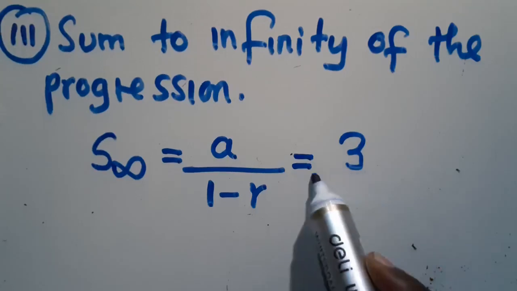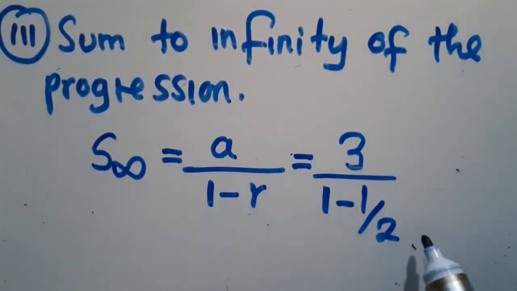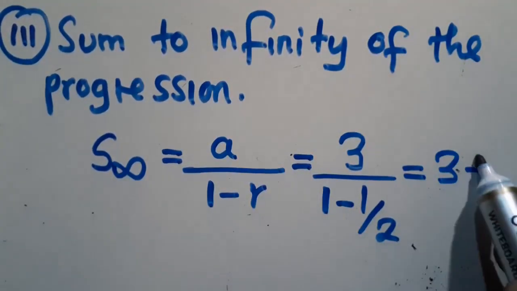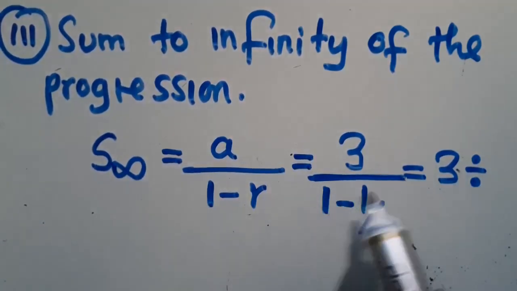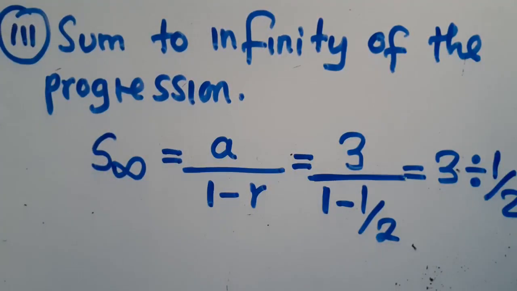That is 3 over 1 minus common ratio 1 over 2. So this is just the same as what? 3 divided by... this is division. So what is 1 minus half? It is half. You remain with a half, such that half plus half you get 1.